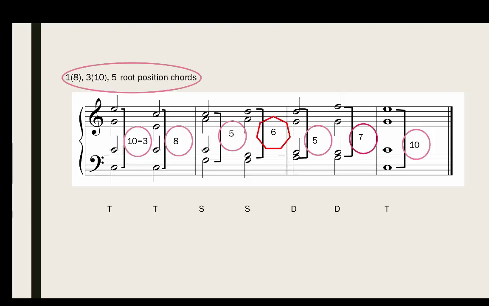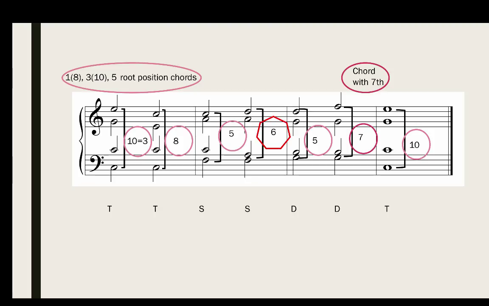The ones with the pink circles are unisons or octaves, thirds or tenths or fifths, meaning root position chords. That 7th chord at the end is usually like the dominant 7th chord that occurs before the final tonic. So it's a root, 3rd, 5th, and one more third, making it a seventh.